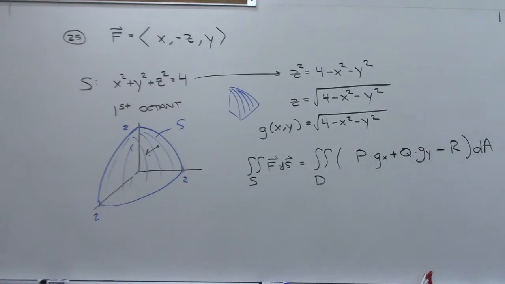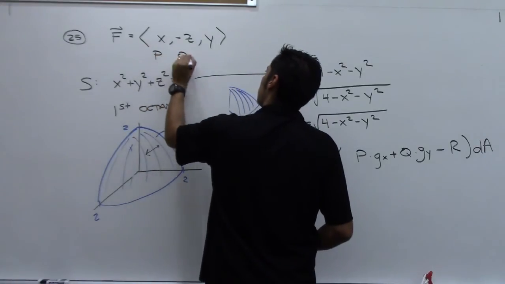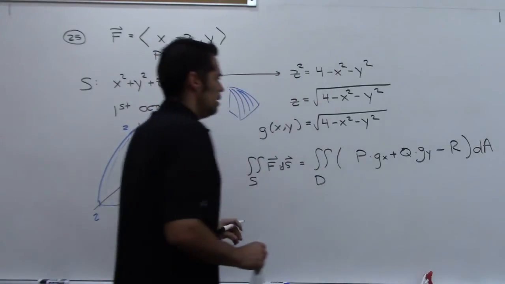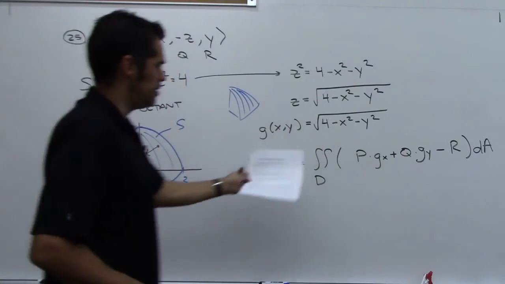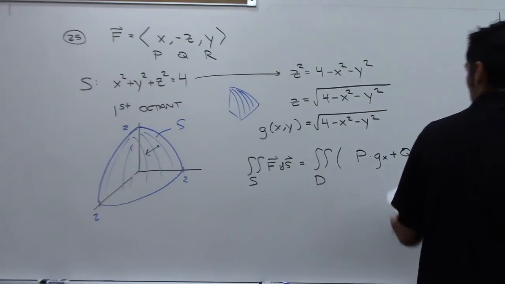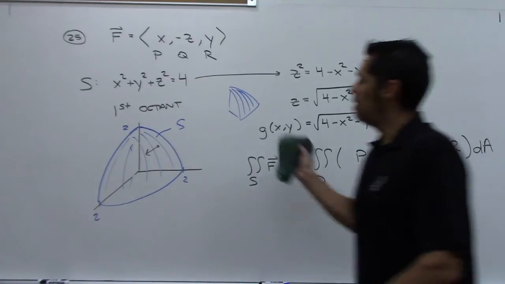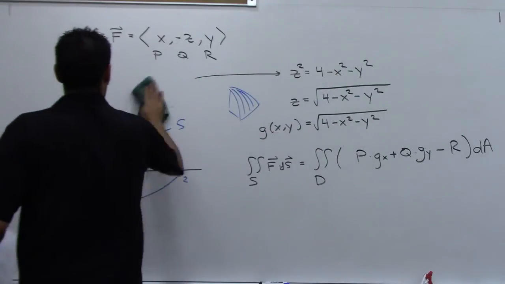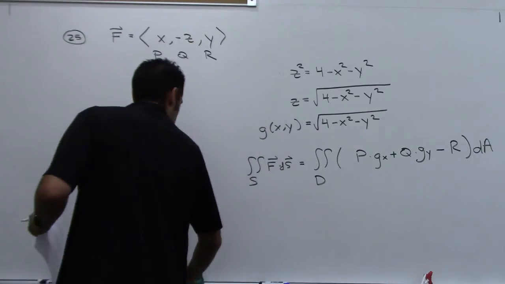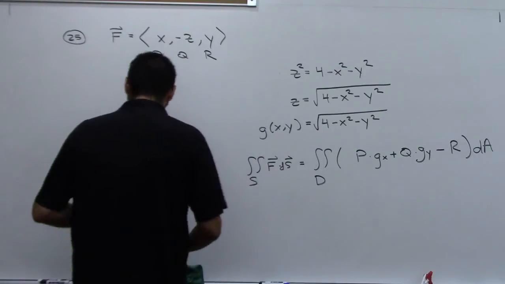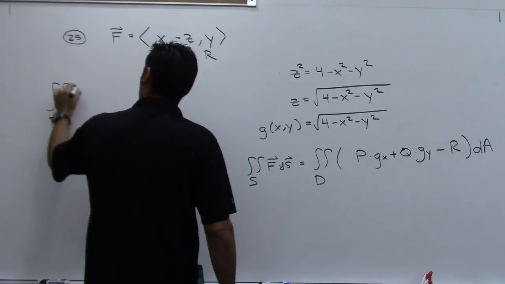And then remembering that the P, Q, and the R here are just our components of our field, and then G is this, then all we have to do is compute this multiplication, these partials, and we're there. We do need to figure out what our restriction on D is, but we'll get that in a second. All right, so let's now set this up.